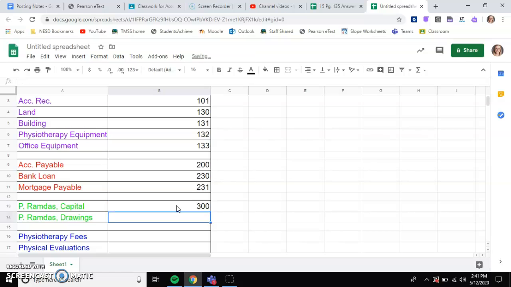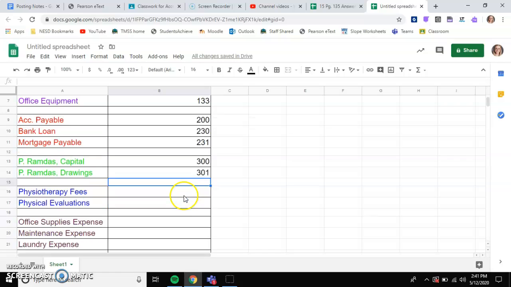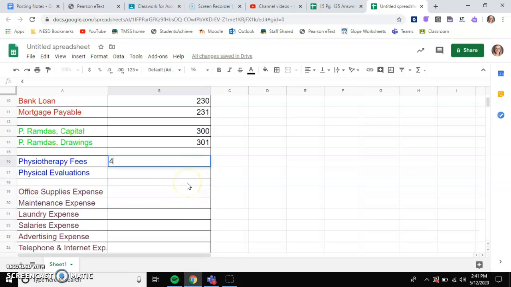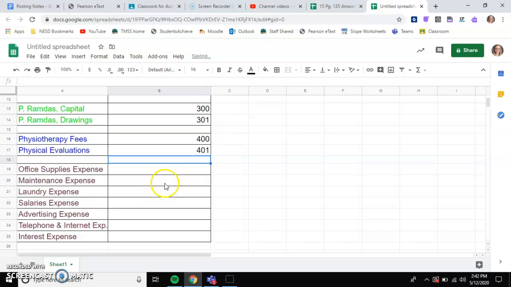Capital is always 300 and drawings is always 301. And there's only one owner, so I'm not going to go on to 302 or 303 because I don't need to. 400 for revenue, 401 for the next revenue, 500 for expenses, and then 501, 502, 503. Okay, so my expenses, I just went up by 1 for this entire thing. So that's how you number accounts.